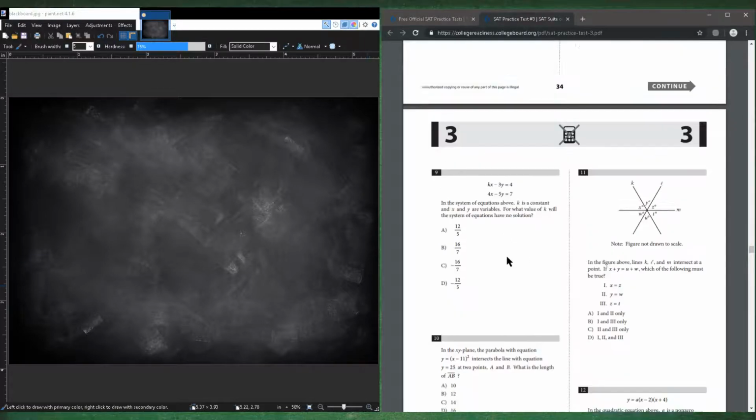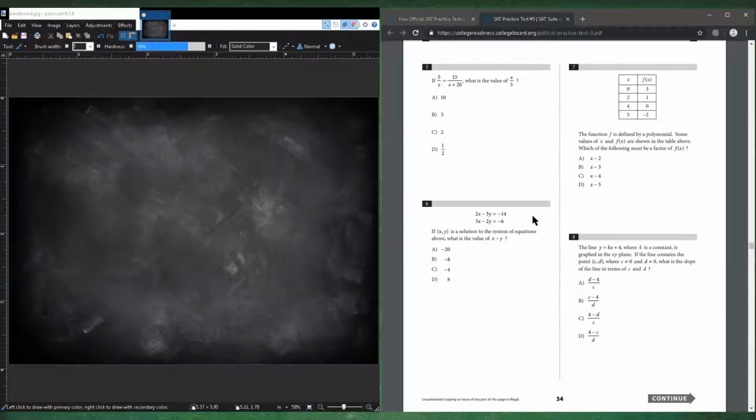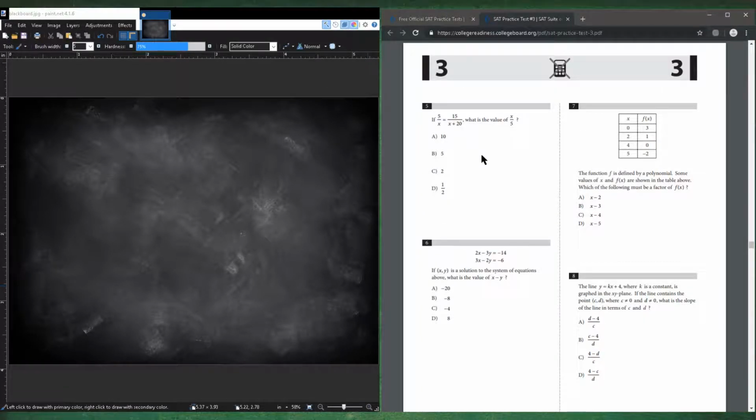9 and 10 are pretty basic. It shouldn't be that long. It's like less than a minute or so. 8 is pretty basic also. Any system of equations questions are pretty basic. So 5, 6, and 8 should be like a minute or so.